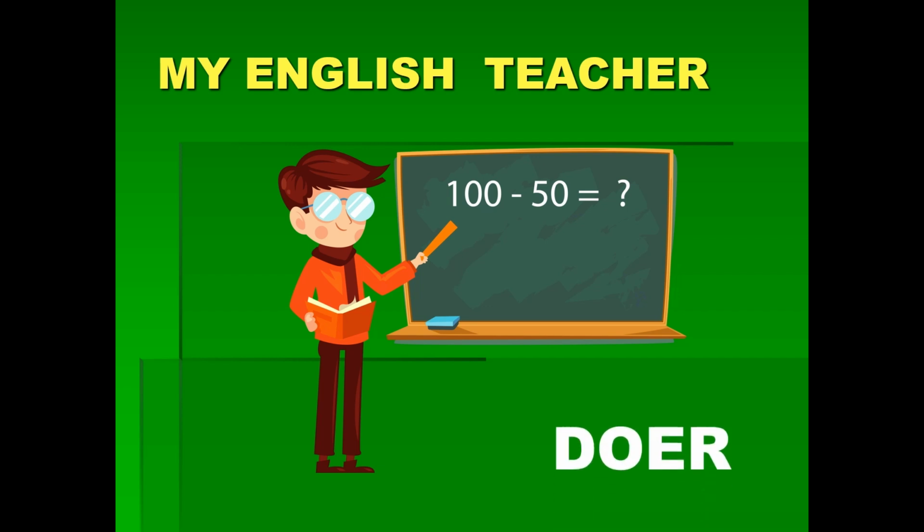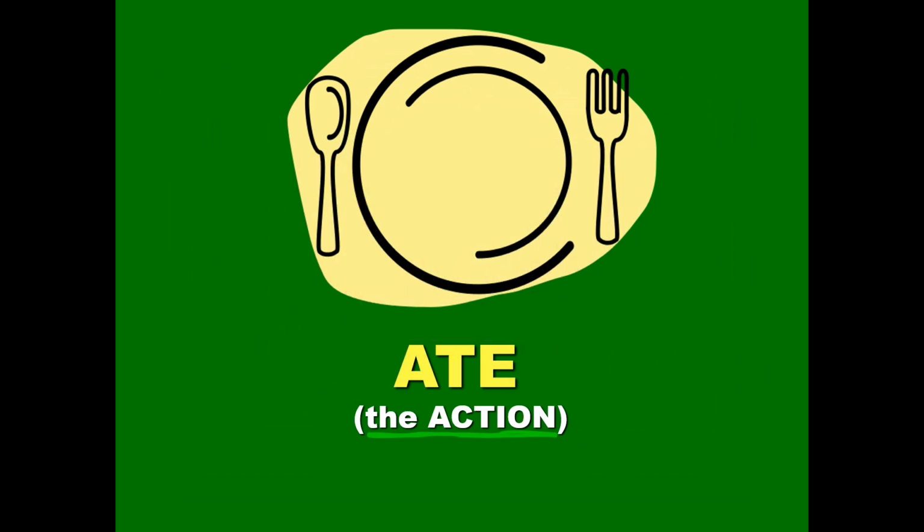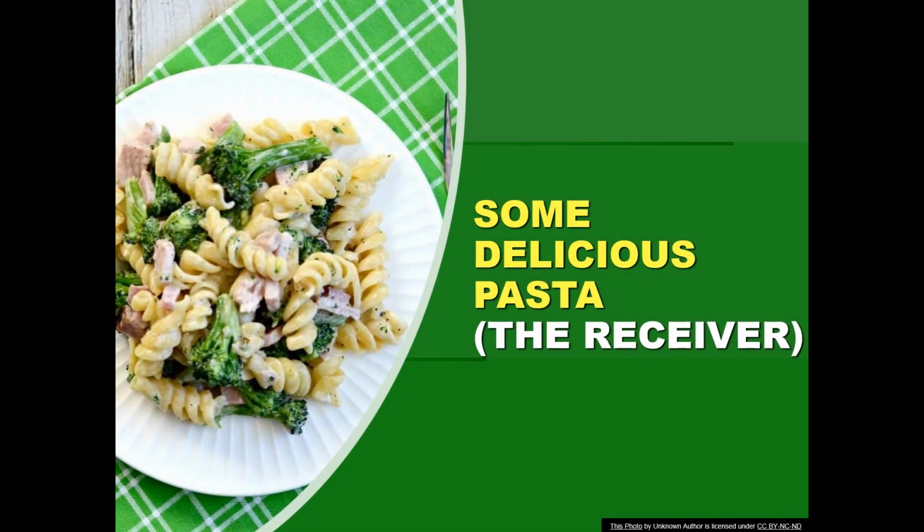Now what's the action? The action is ate. That's what the English teacher did. My English teacher ate. And what did my English teacher eat? What's the receiver of the action? Some delicious pasta. My English teacher ate some delicious pasta.